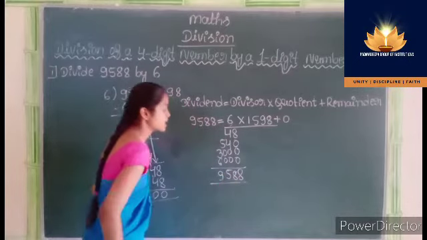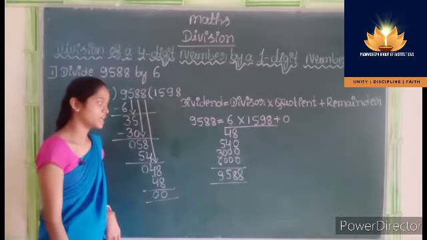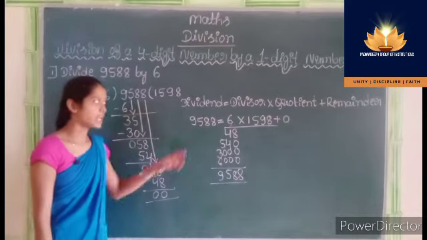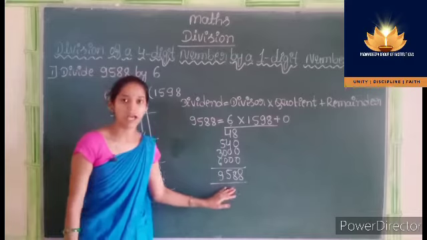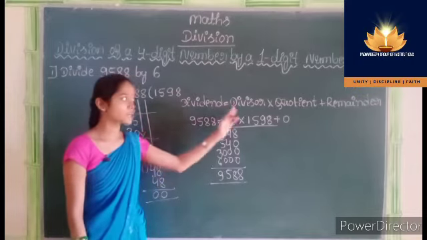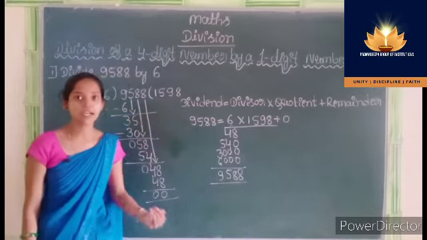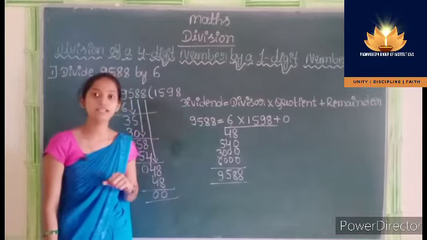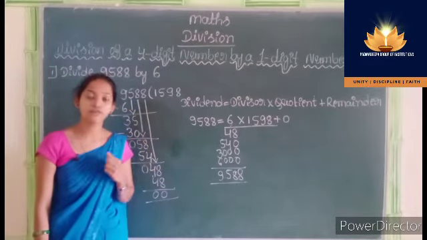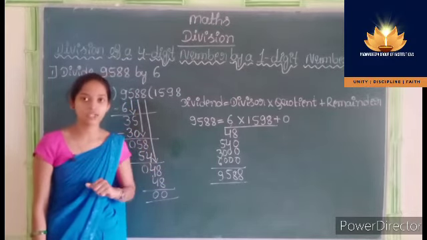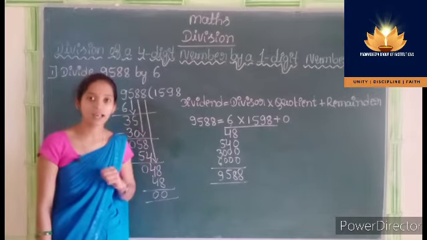3 plus 6 that is 9. We get 9588. LHS is equal to RHS. So using this relation we can check our division. Have you understood students? Like this we can divide 4-digit number by 1-digit number. So let us see another example.